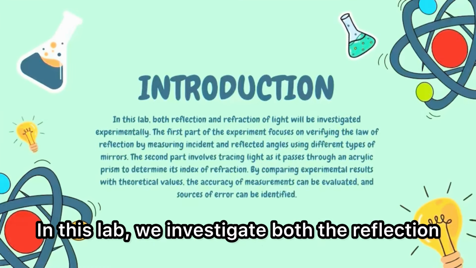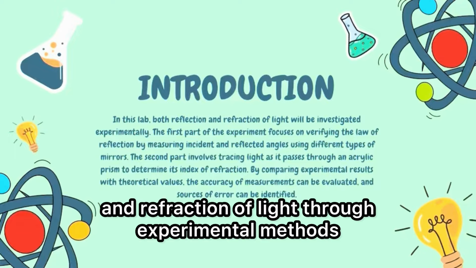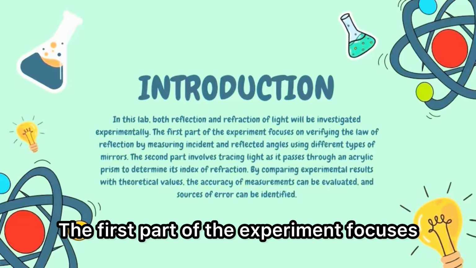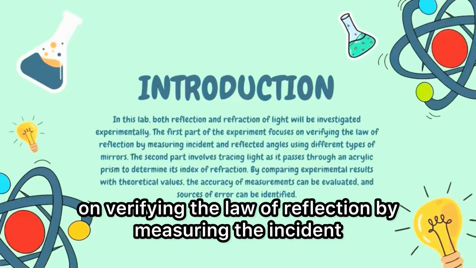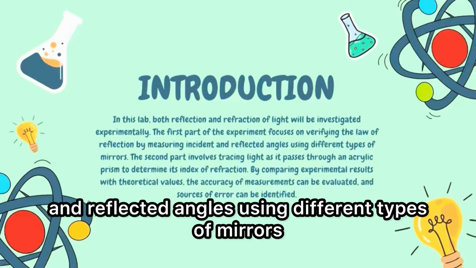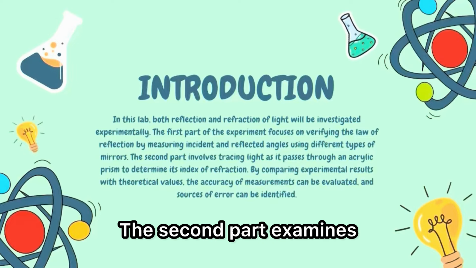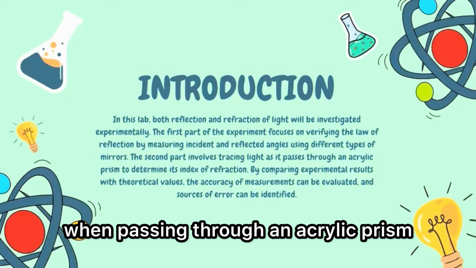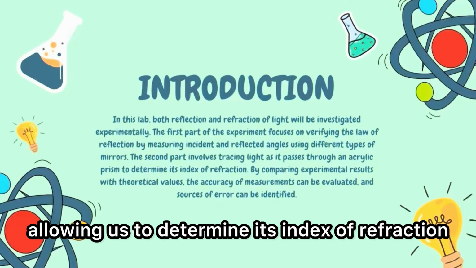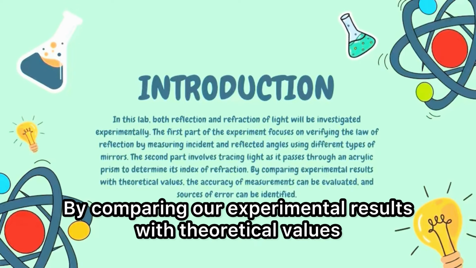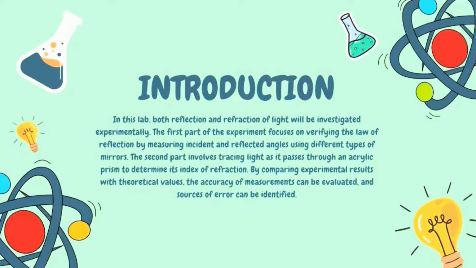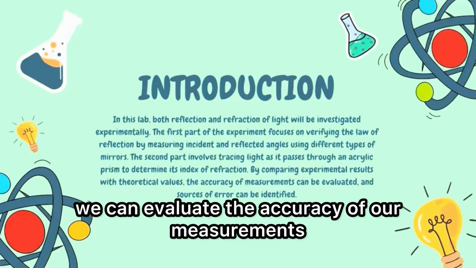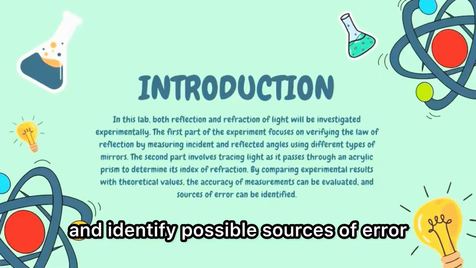In this lab, we investigate both the reflection and refraction of light through experimental methods. The first part of the experiment focuses on verifying the law of reflection by measuring the incident and reflected angles using different types of mirrors. The second part examines how light behaves when passing through an acrylic prism, allowing us to determine its index of refraction. By comparing our experimental results with theoretical values, we can evaluate the accuracy of our measurements and identify possible sources of error.